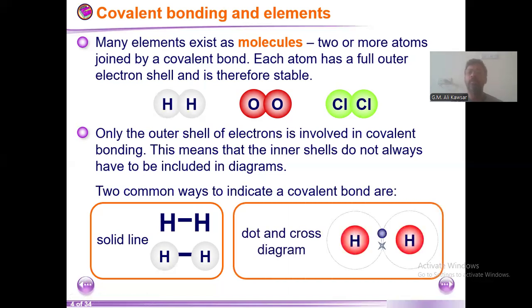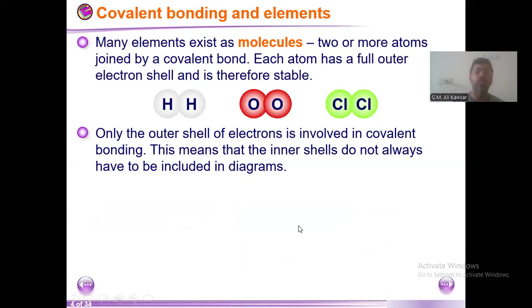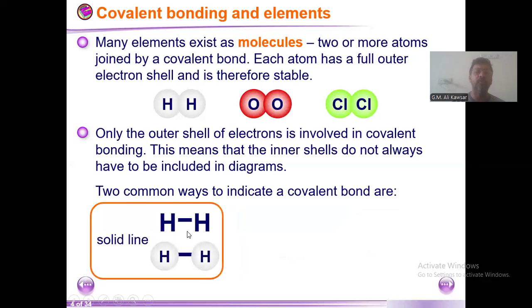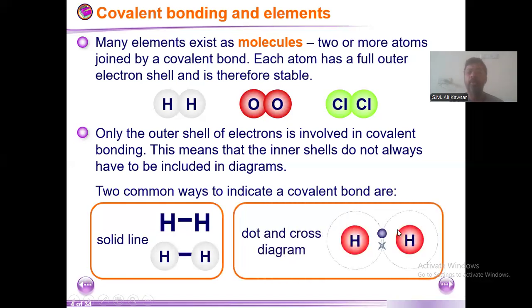Or sometimes in the exam, a dot and cross diagram is asked to be written. So in that case, one electron of one hydrogen atom will be given by a dot, and another electron of another hydrogen atom will be given a cross. So one pair of dot and cross will form a covalent bond, and that is shown by a solid line. I hope you understood. Let me change the slide now.